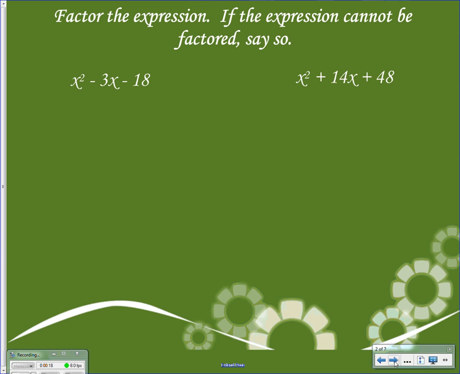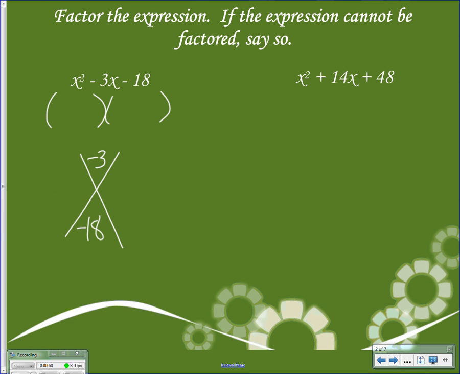The first thing I'm going to do is make an x, and I'm going to put in the bottom part of my x what needs to be multiplied. So I need a number that multiplies to be negative 18, and I need a number that adds to be negative 3. So I need two numbers that multiply to be negative 18 and add to be negative 3. So let's think about that. Let's see, what can multiply to be negative 18 and add to be negative 3?